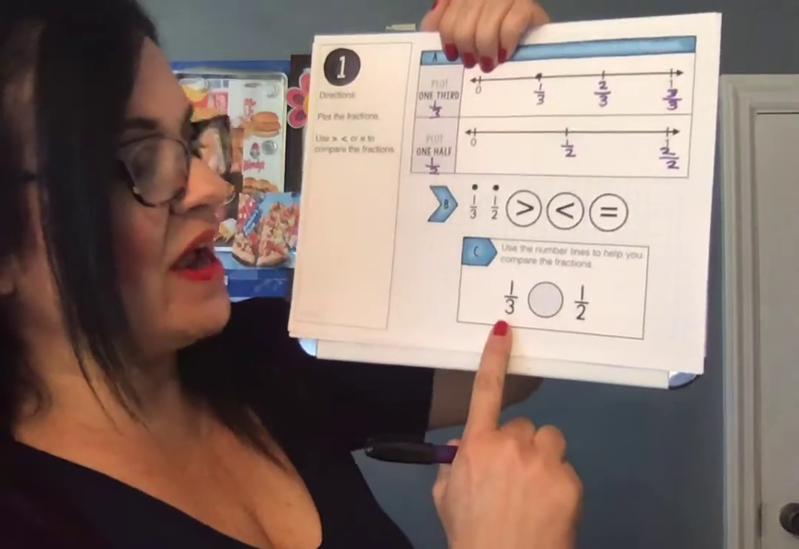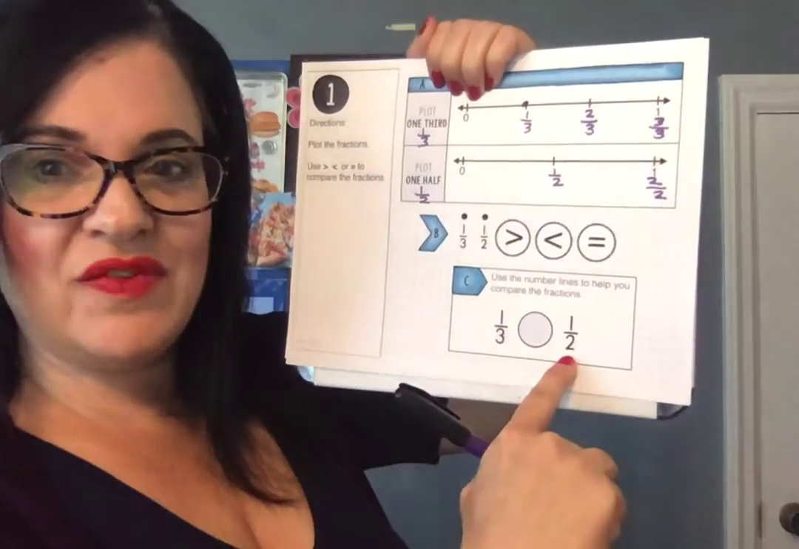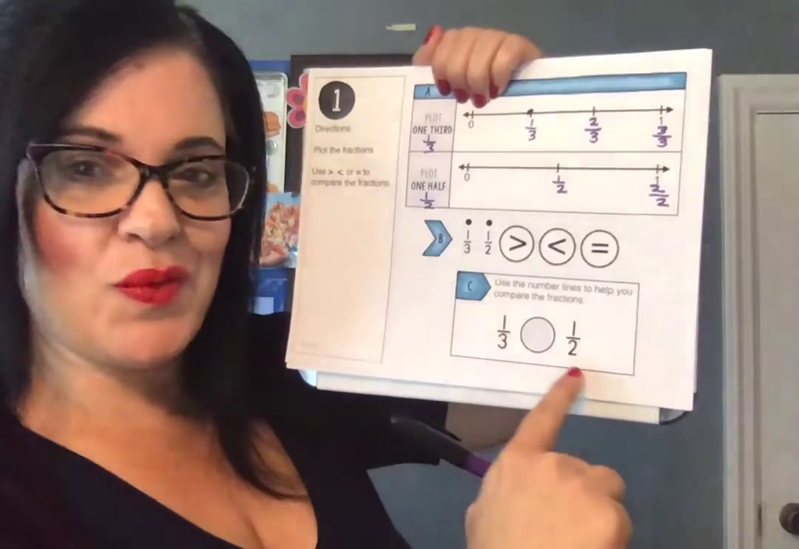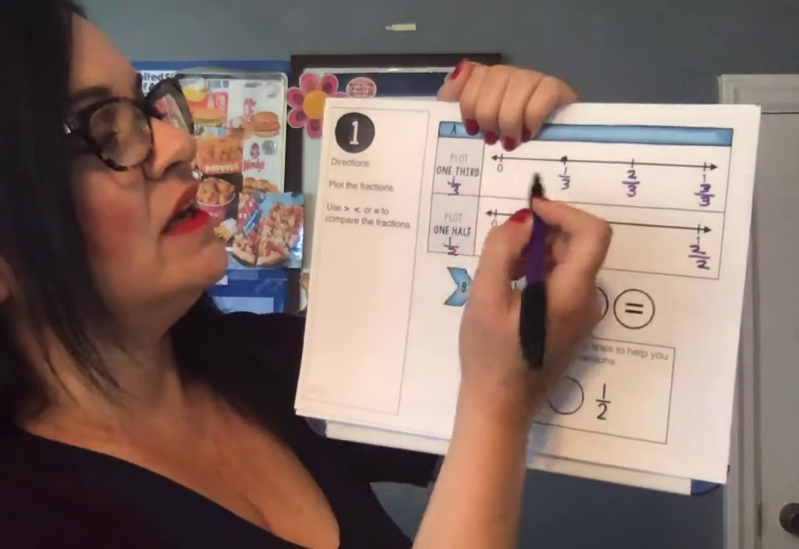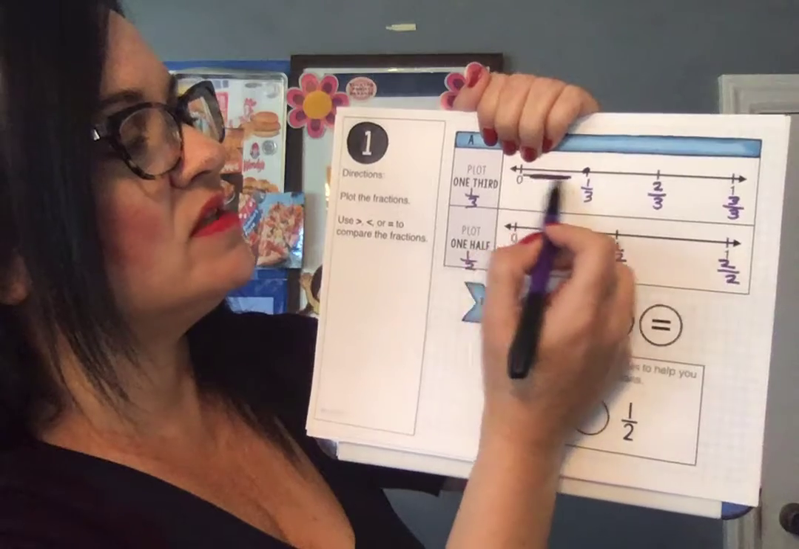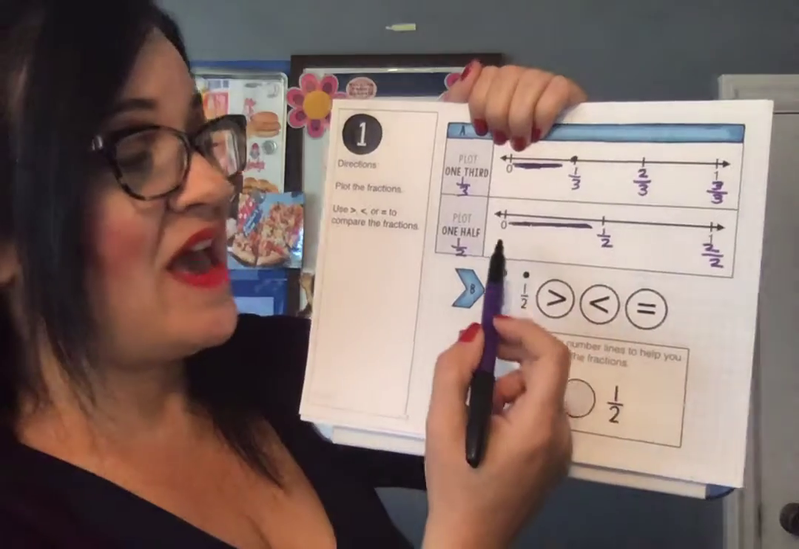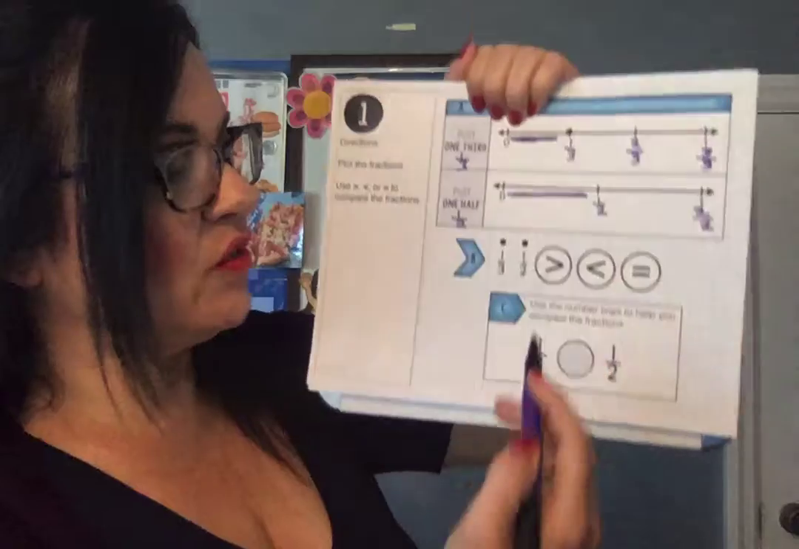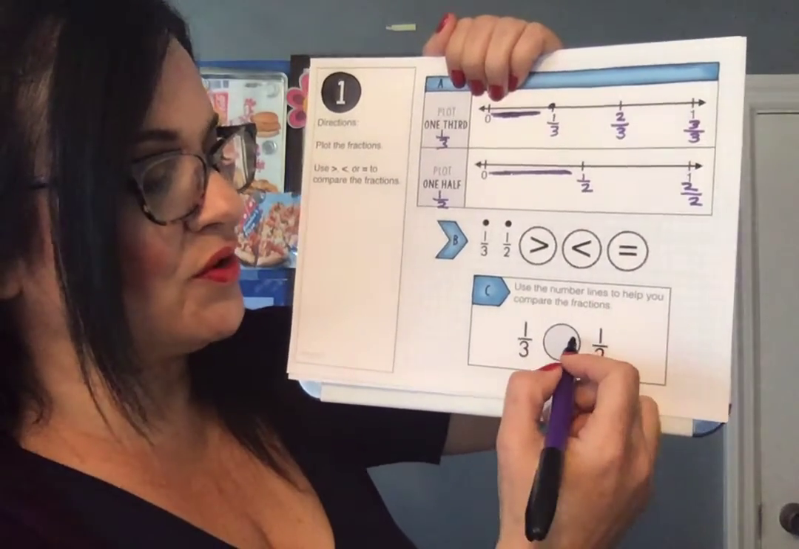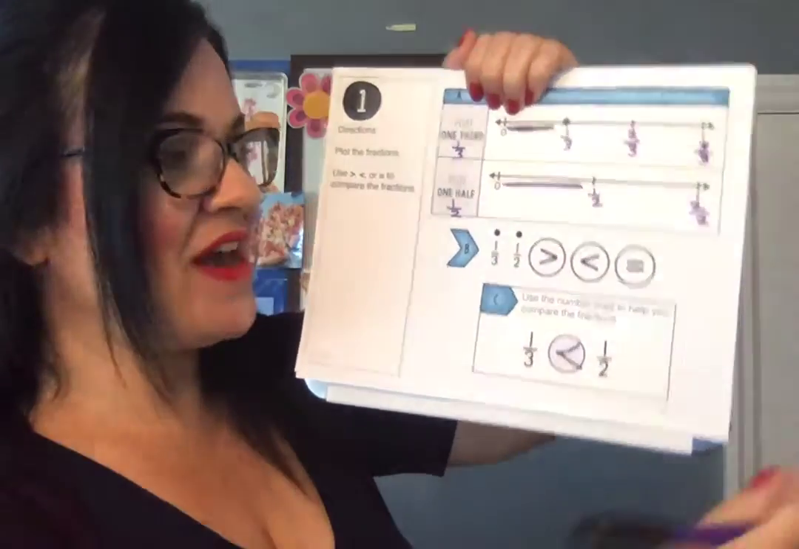And now we need to compare. Which fraction is greater? We have 1/3. Is 1/3 greater than 1/2? Is 1/3 less than 1/2? Or is 1/3 equal to 1/2? Well, let's look at it. Here is 1/3, and look at the distance from 0 to 1/2. Well, 1/2 takes up more of the number line. So 1/2 is actually greater. So we can say that 1/3 is less than 1/2. Okay? So that's how you do that problem.